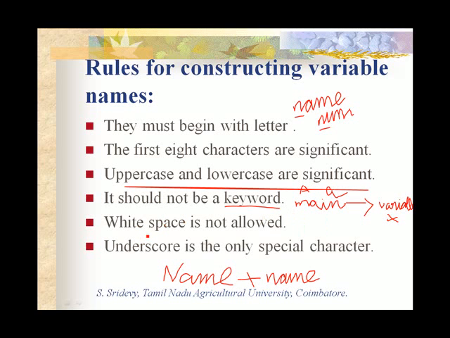And white spaces are not allowed. You cannot have NA followed by a space followed by ME. It is not a valid variable name at all. It should be continuous. It should not have any embedded space inside it. And the underscore is the only special character that you can use in the variable name. It is not a hyphen, rather it is an underscore. Try to remember it.